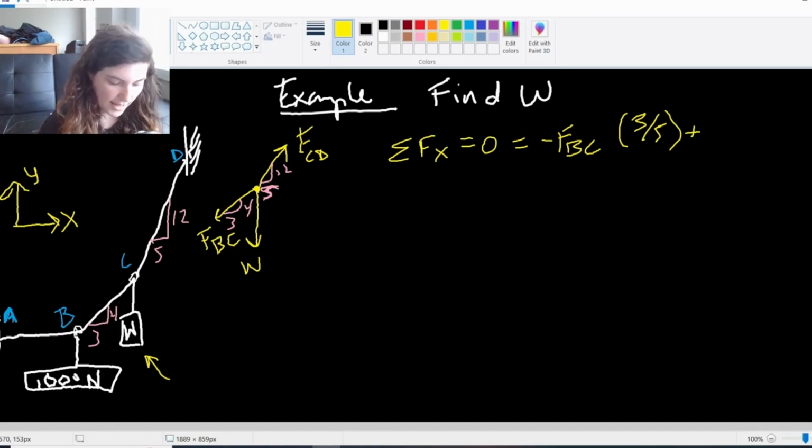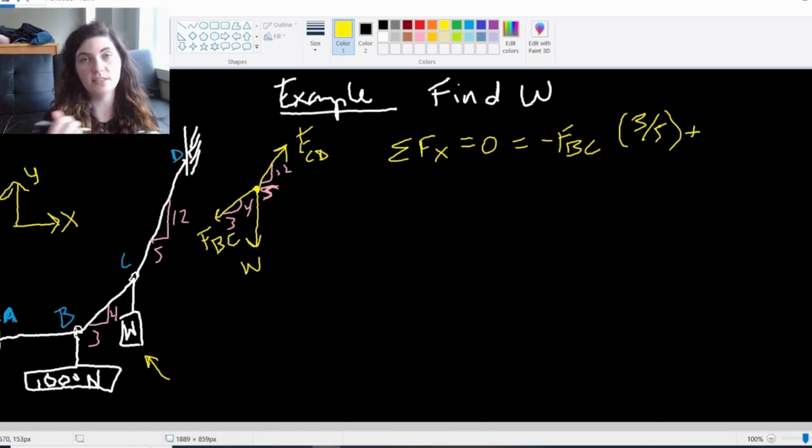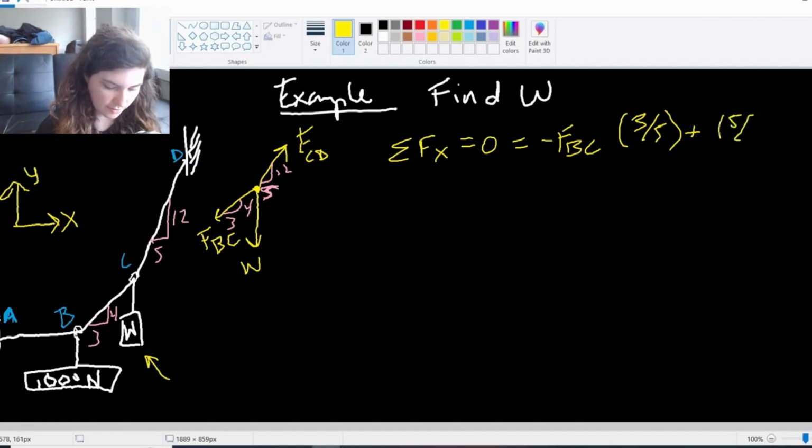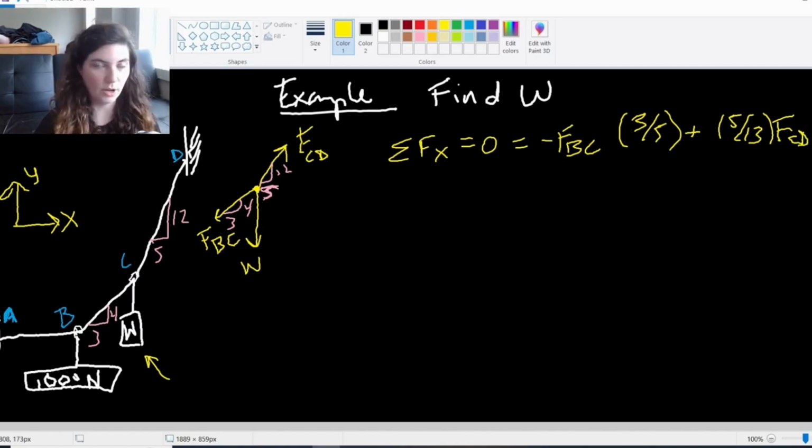plus my FCD is in the positive x direction, and it has a ratio relationship of 5/13. This is a special triangle, 5, 12, 13. 5/13 times FCD. And then of course W has no x component. It is all y, right? So from this I can actually go ahead and get my relationship between the two.